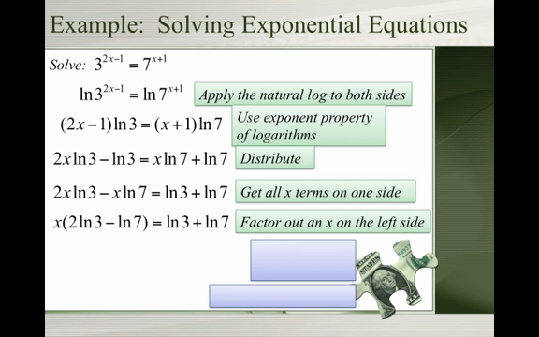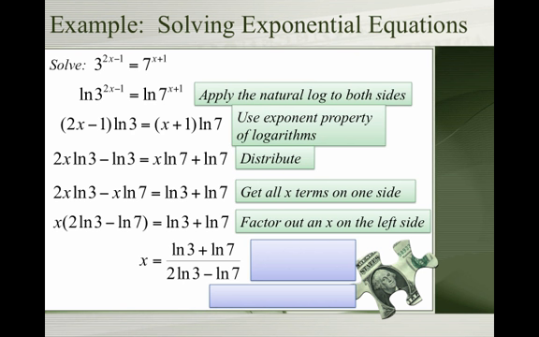What I want to do here, since I have two terms each with an x, is factor that x out. You guys often refer to this as reverse FOIL. So I pull the x out of each term, leaving me in parentheses with 2 ln of 3 minus ln of 7. Now I can get that x by itself by dividing both sides by those parentheses.